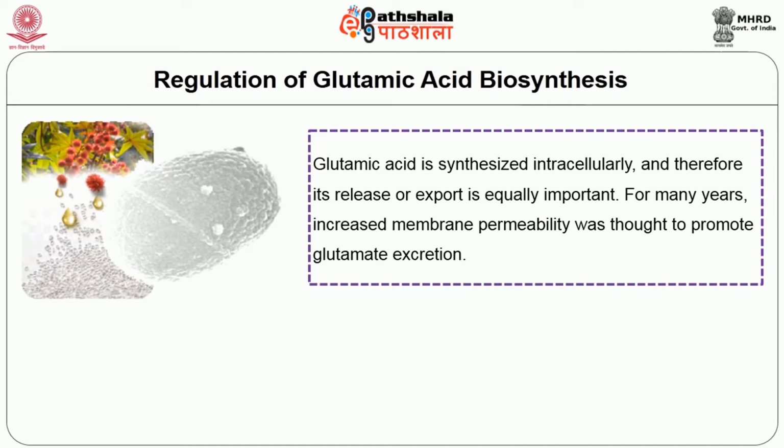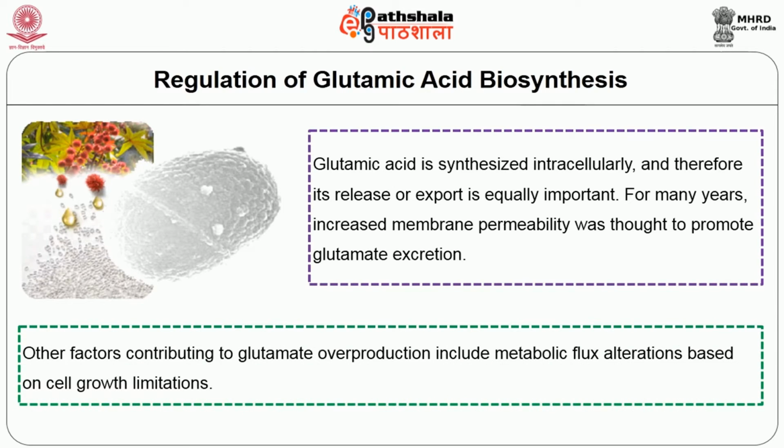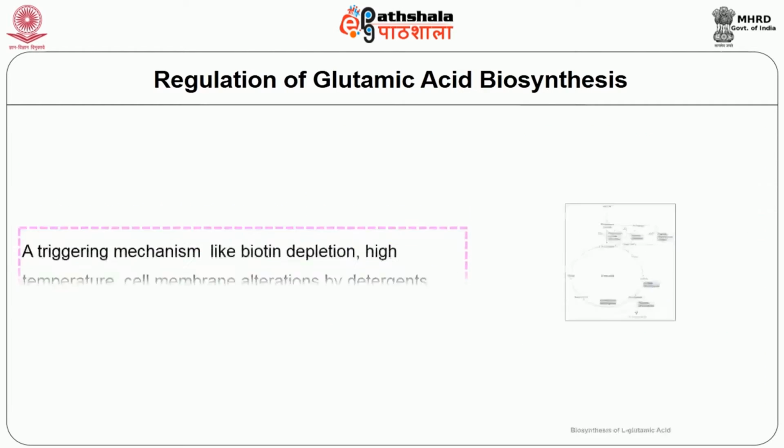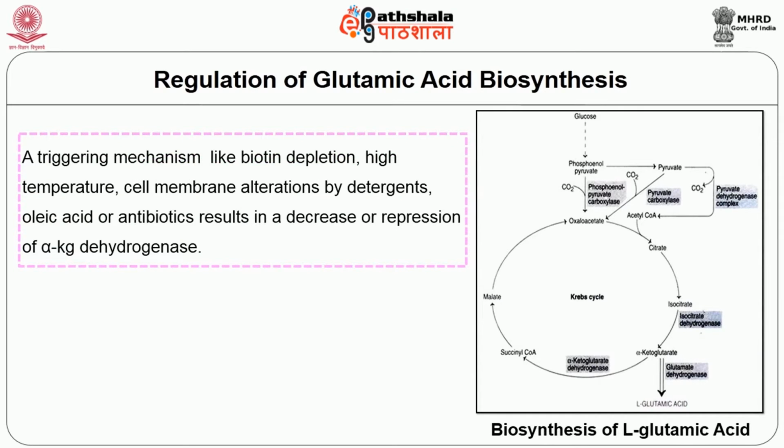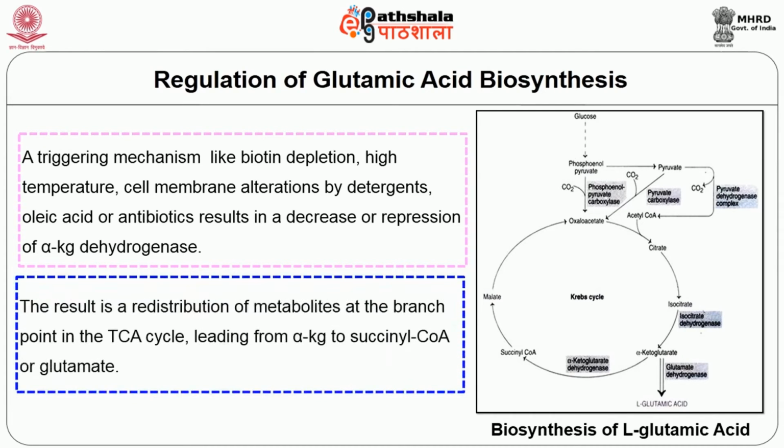Other factors contributing to glutamate overproduction include metabolic flux alterations based on cell growth limitations. A triggering mechanism like biotin depletion, high temperature, or cell membrane alterations by detergents, oleic acid or antibiotics results in a decrease or repression of alpha-ketoglutarate dehydrogenase. The result is a redistribution of metabolites at the branch point in the TCA cycle, leading from alpha-ketoglutarate to succinyl-CoA or glutamate. The increase in glutamate levels beyond that which is needed for cell growth stimulates glutamate efflux as the cell attempts to maintain the proper level of intracellular glutamate. The result is the excretion of glutamate from the cell.